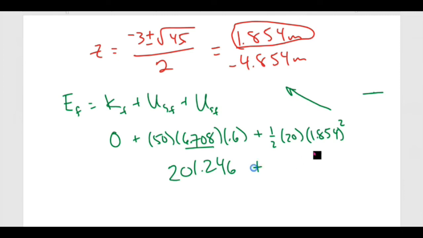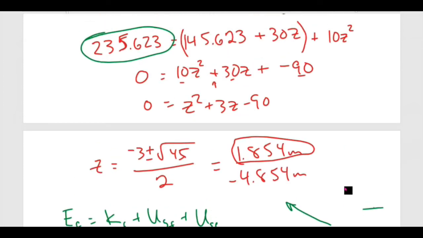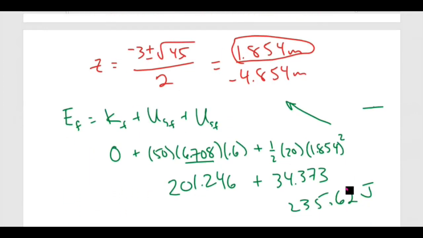201.246 joules plus 34.373 joules. And if you add those together, we get 235.62 joules. So very close to the first one. I rounded up, it was 619 in my calculations, but rounded off to make it look better. So this amount of energy we had at the end, and the discrepancy of 0.03 of a joule comes from rounding.